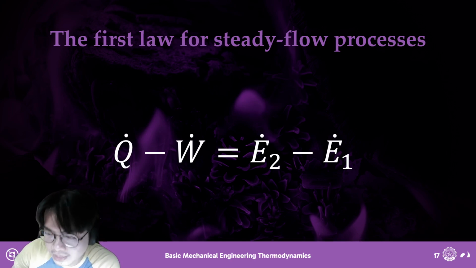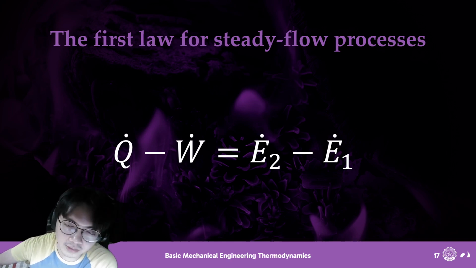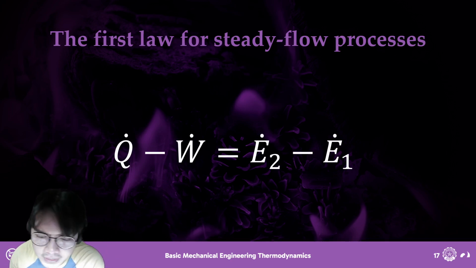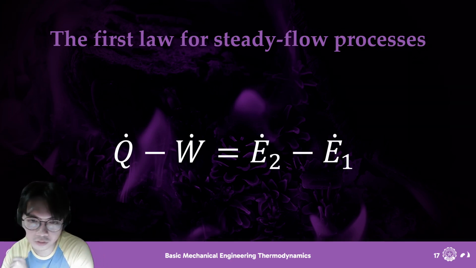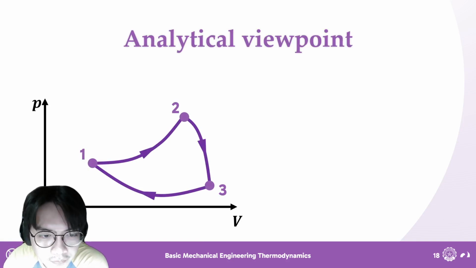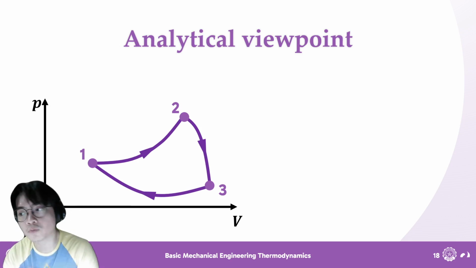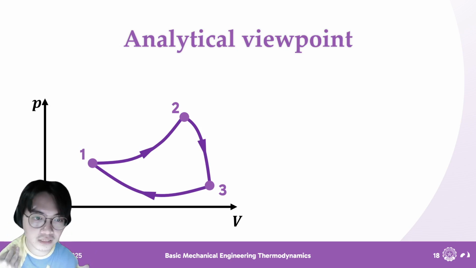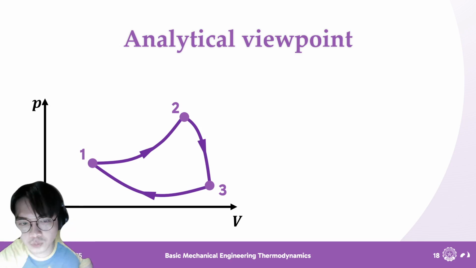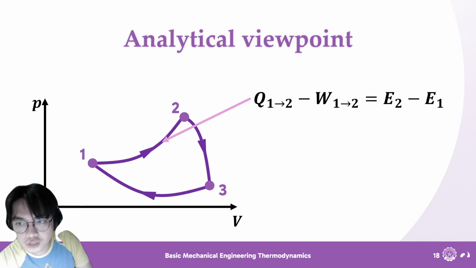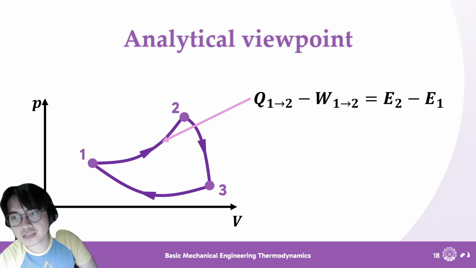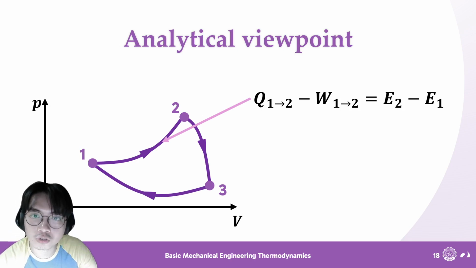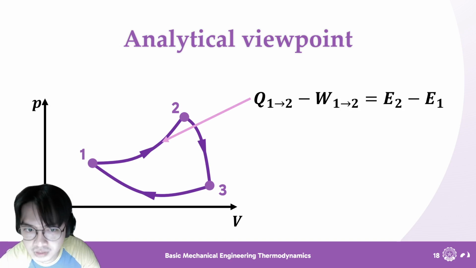And so now, what we will do is that we will rethink the processes that we have seen earlier in terms of this equation. More specifically, let's say for process 1 to 2, because what we're doing in the first law is we're talking about a particular process and we're getting more details from this process. For process 1 to 2, look, we can say that the Q minus W from process 1 to 2 is going to just be the energy at state 2 minus the energy at state 1, aka the change in total energy between state 2 and state 1.